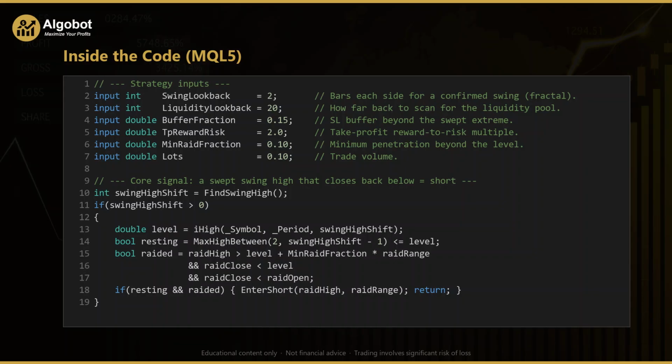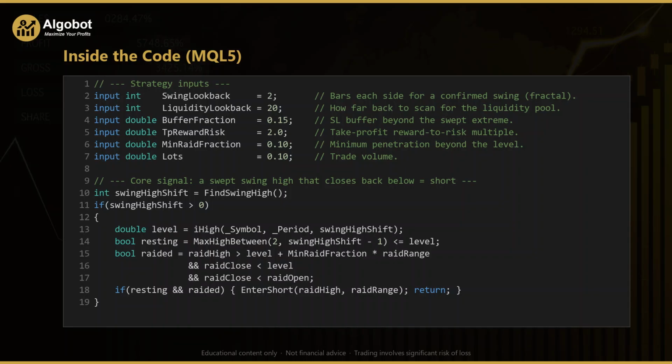At the top are the input parameters, the dials you can adjust on the EA's Settings tab. SwingLookback, set to 2, controls how many bars must sit on each side of a candle for it to count as a confirmed swing. A larger value demands a more pronounced, isolated swing. Liquidity lookback, set to 20, is how far back the strategy scans for that swing, so it stays focused on recent structure. Buffer fraction, at 0.15, decides how much breathing room the stop gets beyond the swept extreme, expressed as a fraction of the sweep candle's range.